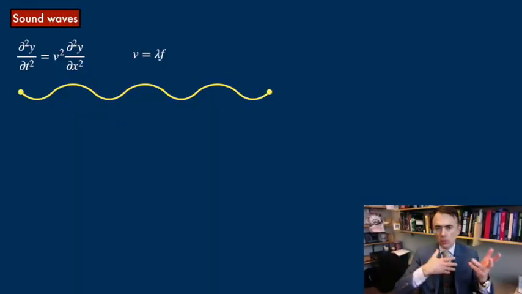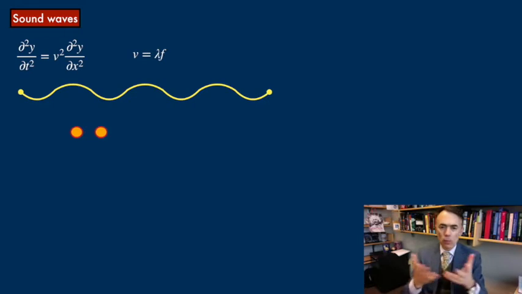For example, air. Molecules vibrate back and forth, backward, forward, about an equilibrium position. These vibrations propagate and transmit energy and also information. The velocity of propagation of sound depends on the mechanical properties of the medium, of the fluid or the solid. That is, on how fast it is recovering from the perturbation.